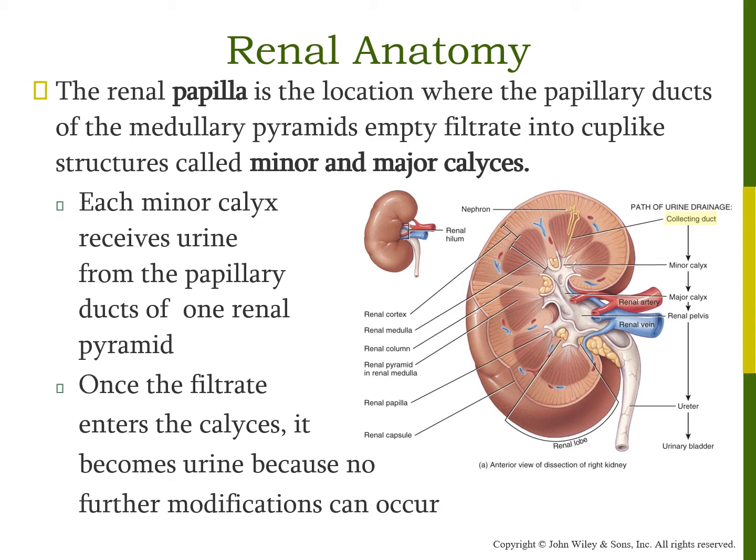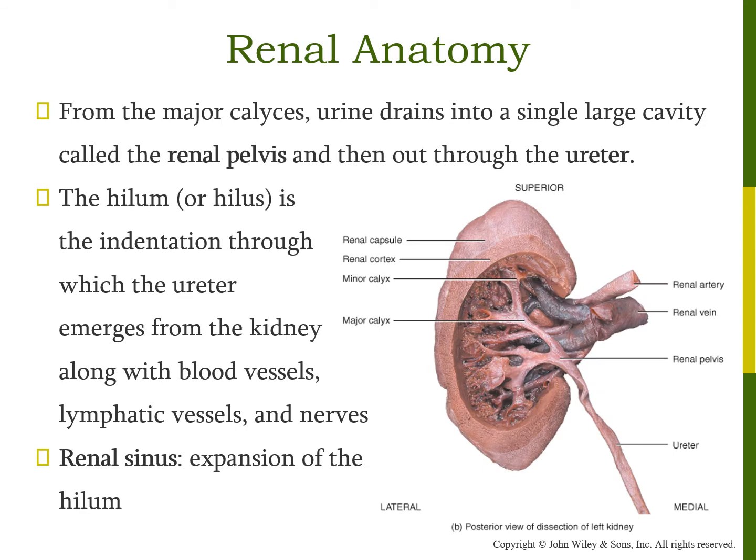Now technically, once the filtrate enters the calyces, it becomes urine because it can no longer be modified. So each kidney has several minor calyces, 8 to 18, which then drain into the 2 or 3 major calyces. Urine collected in the major calyces will then drain into the single large cup called the renal pelvis, which drains urine out of the kidney through the ureter.